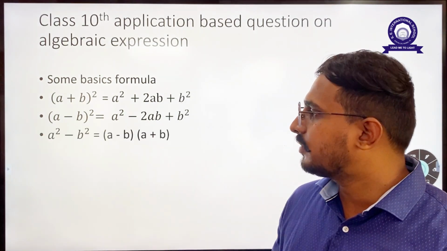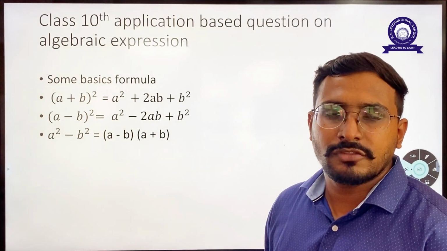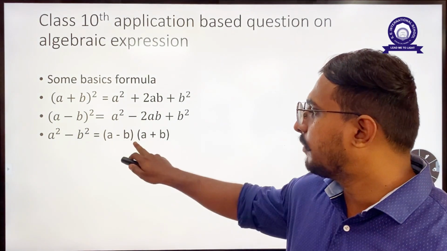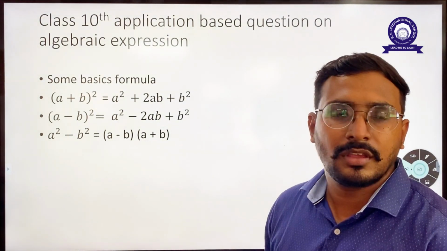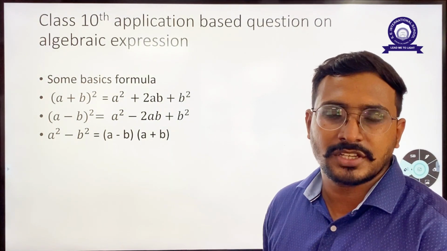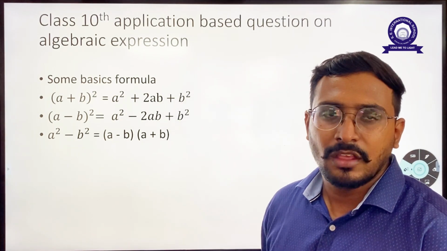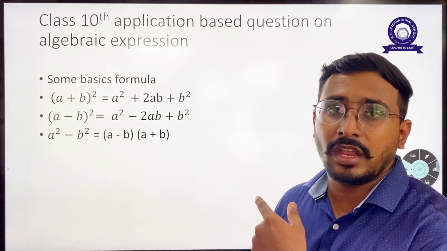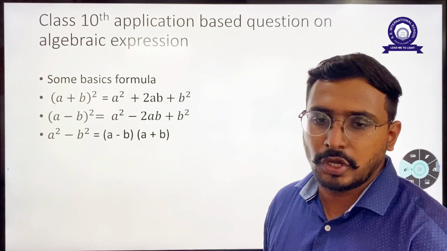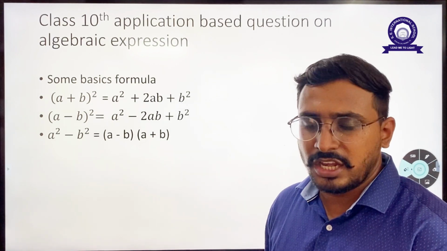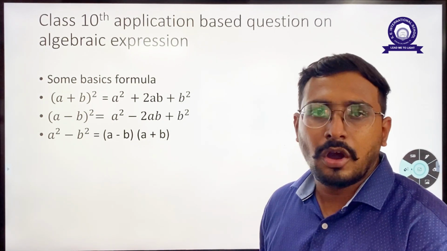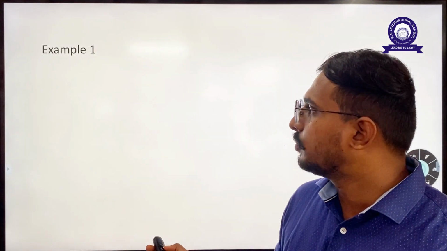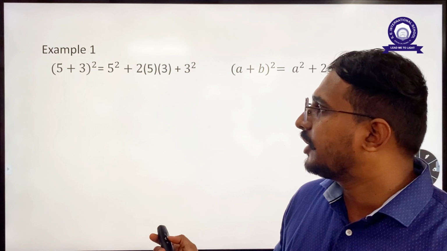And the third one is a square minus b square, which gives you (a plus b) into (a minus b). When there is no sign between two brackets, it means there is a multiplication sign between them. We'll be looking at some problems related to this, and you can use these formulas in any polynomials, quadratic equations, or linear equations in two variables, or otherwise in one variable.